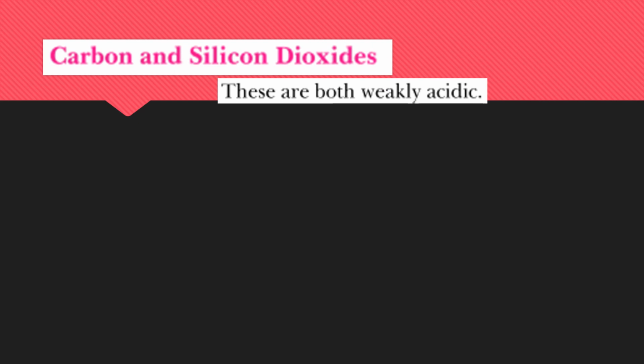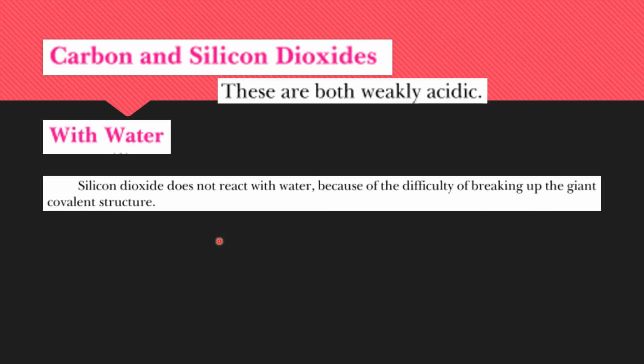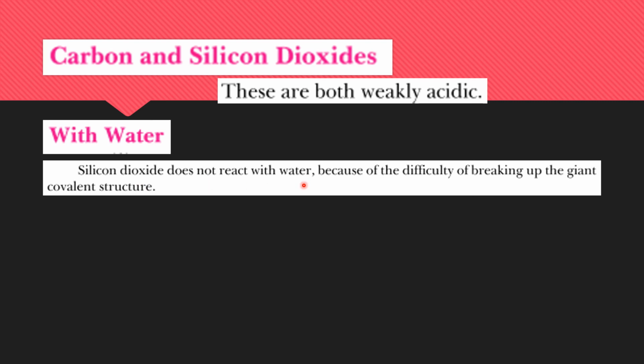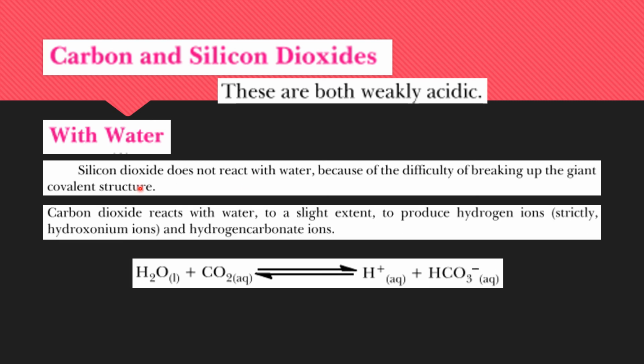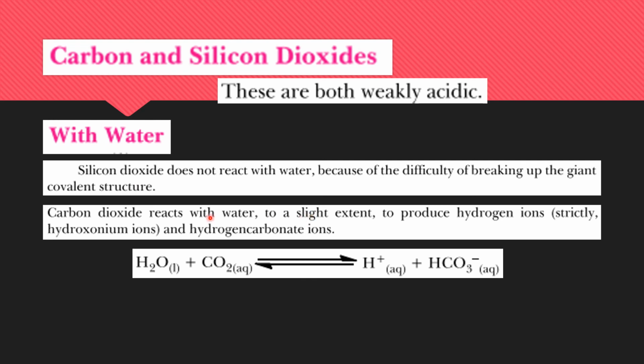Next are carbon dioxide and silicon dioxide. They are both weakly acidic. How do they react with water? Silicon dioxide does not react with water because it exists as a covalent network of silicon and oxygen atoms, and a large amount of energy is required to break it. So it will not react with water. Carbon dioxide, however, reacts with water to a little extent and produces hydrogen ions. We can see that when carbon dioxide reacts with water, it produces hydrogen ions and hydrogen carbonate ions.